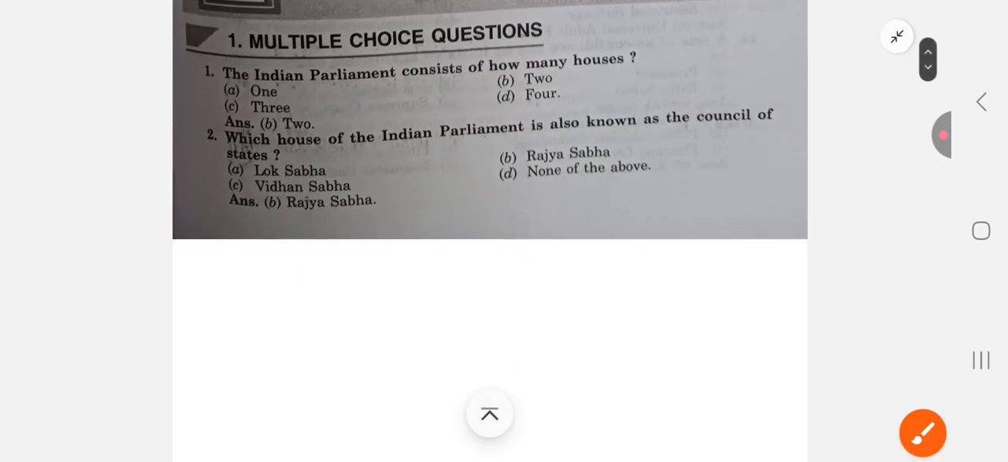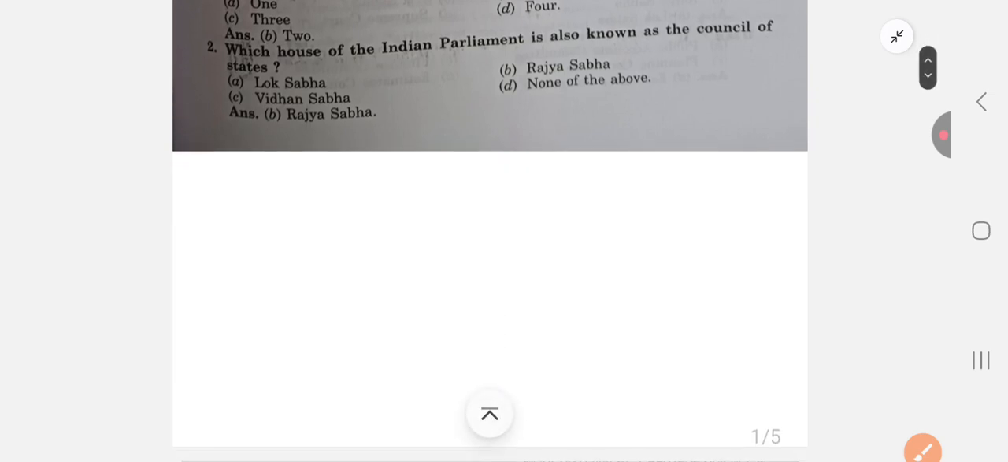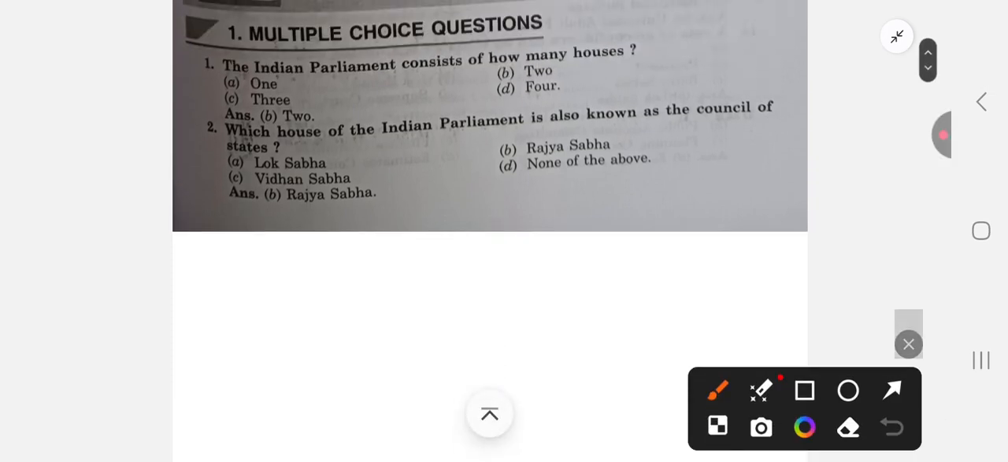Let us move to the next question. Which house of the Indian parliament is also known as the council of states? Council of states means Rajya Sabha. House of people is Lok Sabha and council of state is Rajya Sabha. So, answer is B, Rajya Sabha. Keep in mind.